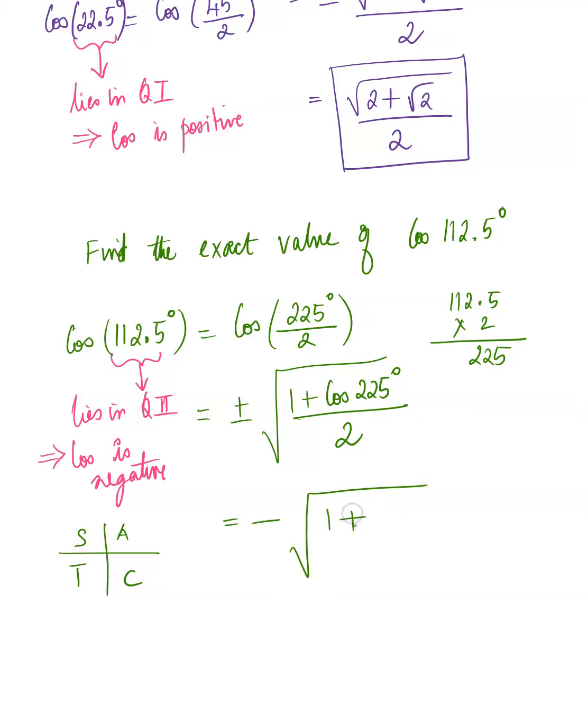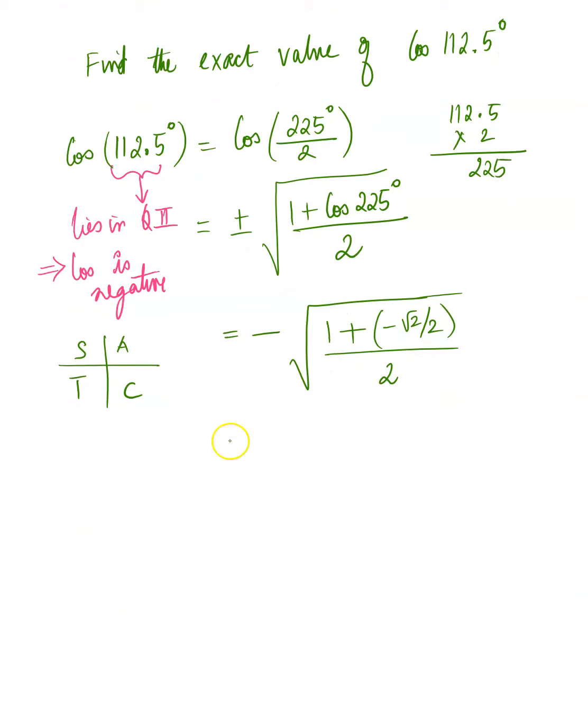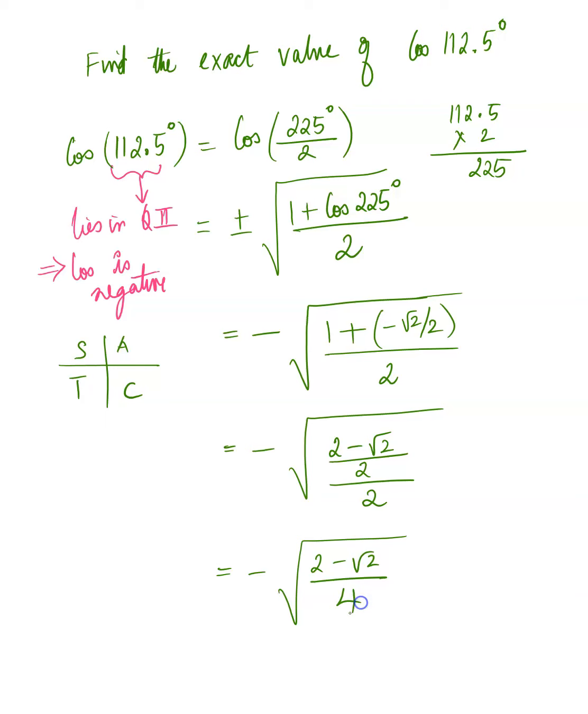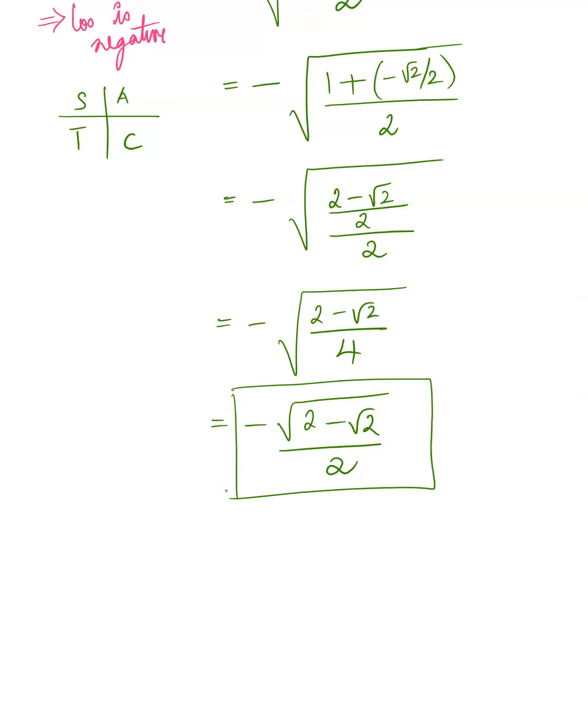And 1 plus cosine 225 degrees is 1 plus negative root 2 over 2, all over 2. 225 is in the third quadrant, so the cosine there would be negative as well. Very similar to what we just did. So this will be negative square root of 2 minus root 2 over 4, which is negative square root of 2 minus root 2 over 2. We gave the explanation in the previous problem, so we went by quickly on this, and that's your answer here.